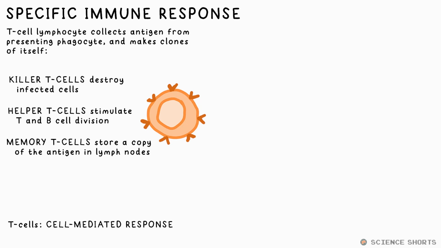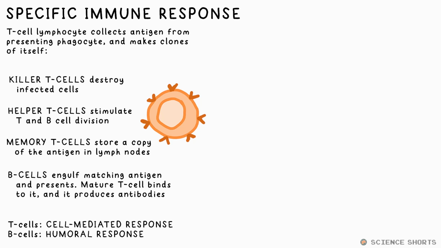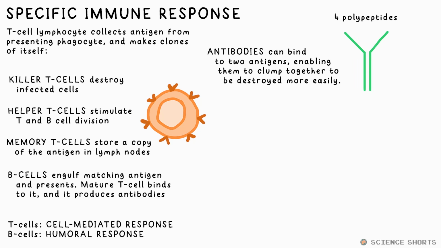Whereas T cells are part of what we call the cell-mediated response, B cells act through humoral response. A B cell will engulf its matching antigen, and it then presents it on its surface too. A matching mature T cell will then bind to the B cell, causing the B cell to mature into an antibody-producing cell. An antibody comprises 4 polypeptides in a Y shape, the exact shape of which complements a specific antigen, both free and those on the surface of the pathogen.